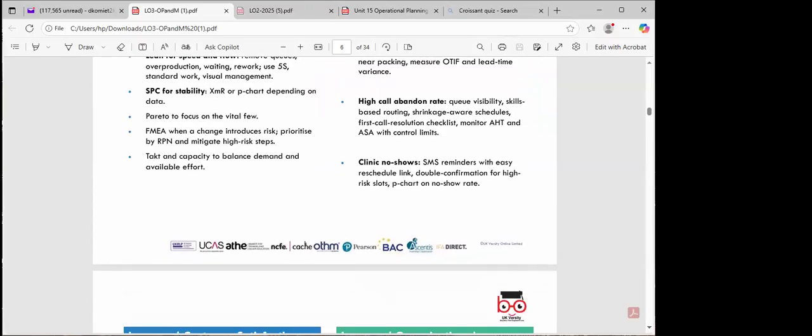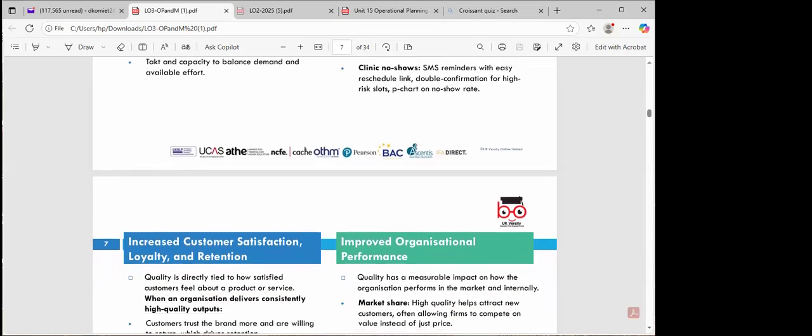Then we can look into clinic no-shows, hospital clinic. SMS reminders with easy reschedule link, double confirmation for high-risk slots, and track no-show rates. So you look into a clinic and people not turning up. Is it because there are no regular reminders to the patients that they have an appointment on that day, which many hospitals do? Are we trying double confirmation, or having a flexible environment where people can reschedule themselves through the link? So these are all things that you need to look into as a tool.